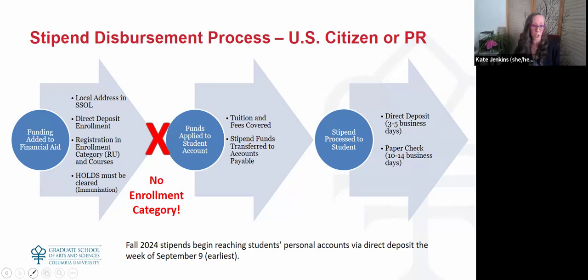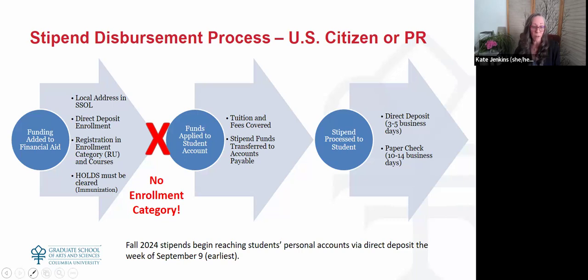Now, based on the timing of registration, as well as the processing times for stipends, we do not anticipate students to receive the stipend funds in their personal accounts via direct deposit earlier than the week of September 9th. That's in part because of the Labor Day holiday as well. It's possible that some students will receive the stipends at the end of that week of Labor Day, but for your own planning and budgeting purposes, I would recommend that you have funding available that lasts you at least through that second week of September to ensure that you have funds available until your funding from us arrives into your personal account. And if you have questions about any of these processes, certainly reach out to us.